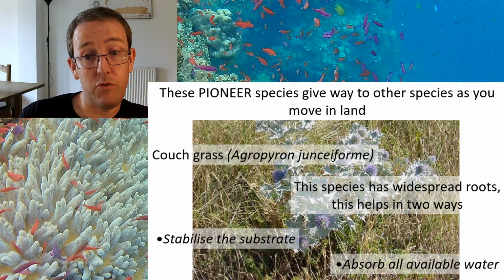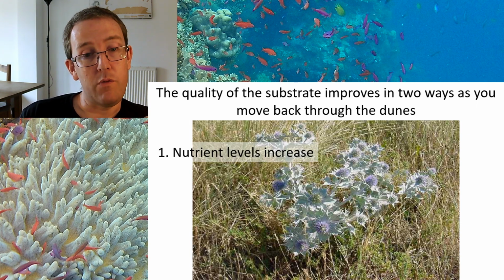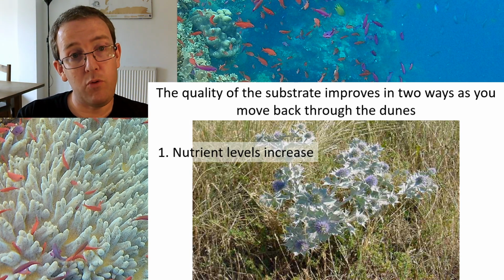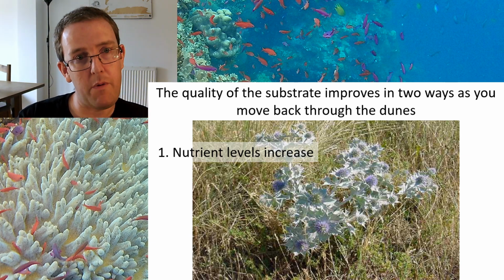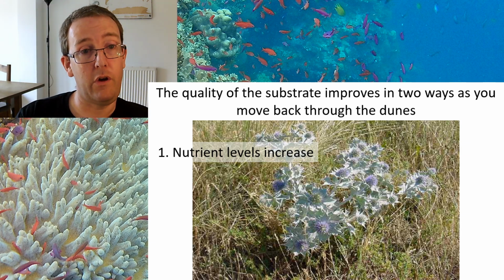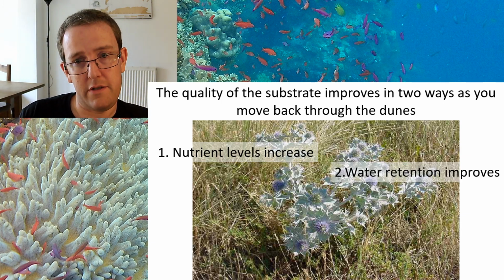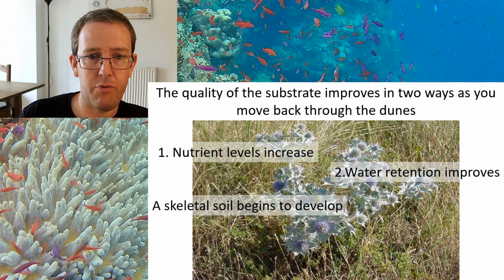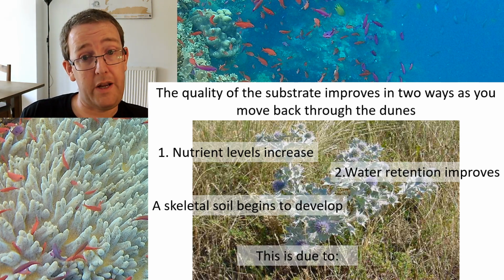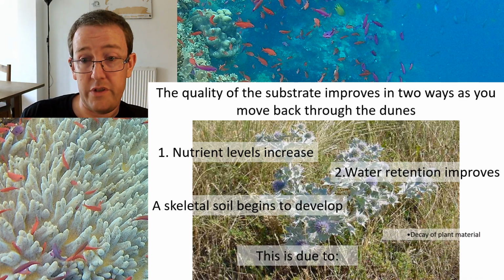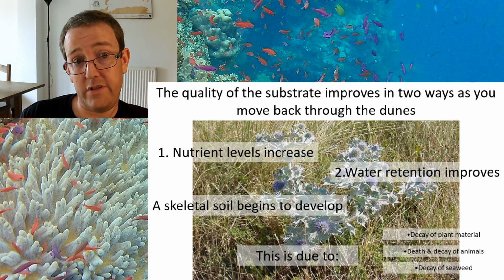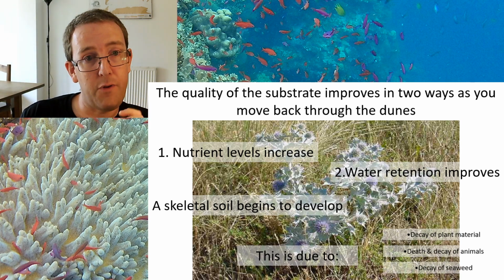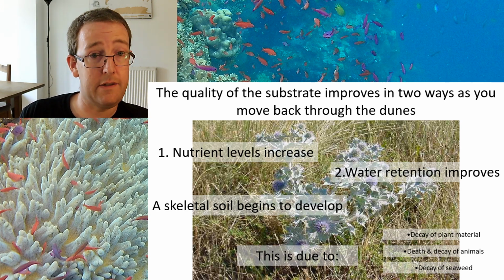They're going to absorb and hold water, for example. Once they've done that, once you've got stable, moist sand, you've got life cycles going on. You get things growing and dying and decaying. So nutrient levels increase, nitrates increase, water retention improves, and a skeletal soil begins to develop. That's obviously due to decay of plant material, the death and decay of animals, and the decay of seaweed. It adds nitrates, phosphates, all the important nutrients into the soil.